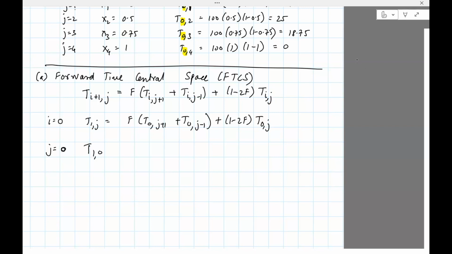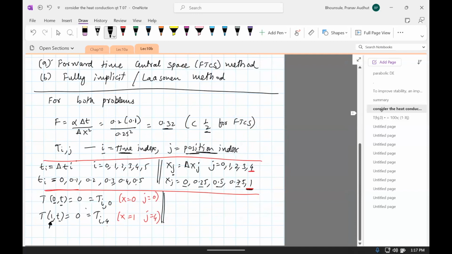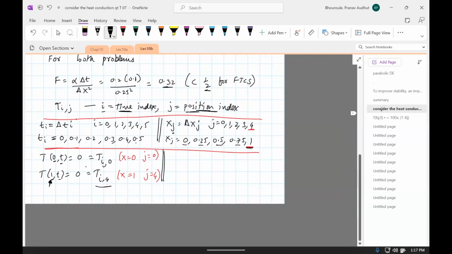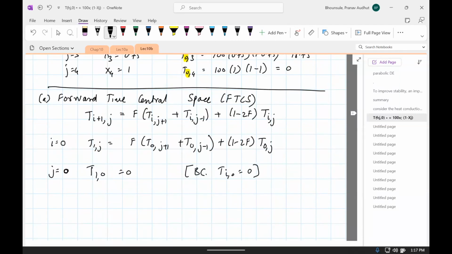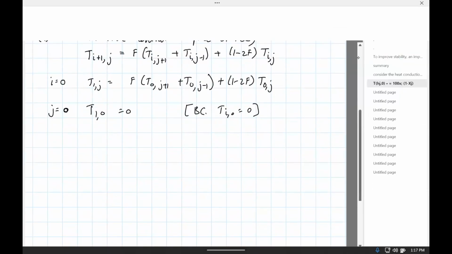You don't need the formula. Okay, why? How come you know this? If you go back to the boundary condition, so if you look back over here, this is a boundary condition. It's telling you that no matter what the i is, i comma 0 is always equal to 0. So you don't really need the formula. So this is equal to 0, and that comes from the boundary condition Ti0 is 0. Okay, so you don't need the formula for the first one.